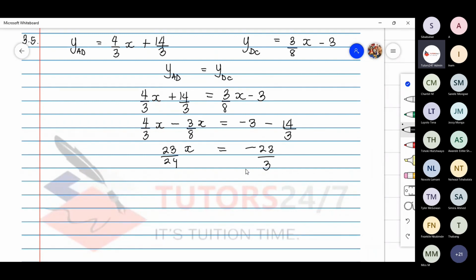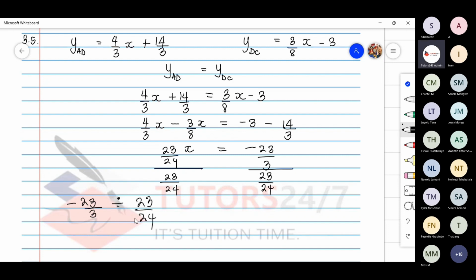So for the sake of time, I'm just going to use the shorter method of dividing both sides by the coefficient of my x value. So that is going to be dividing both sides by the fraction in front of x, or by 23 over 24. So on your calculator, you can put negative 23 over 3 divided by 23 over 24. What I would recommend, in order to reduce the chances of error, on your calculator, type it in like this: negative 23 over 3 divided by 23 over 24.